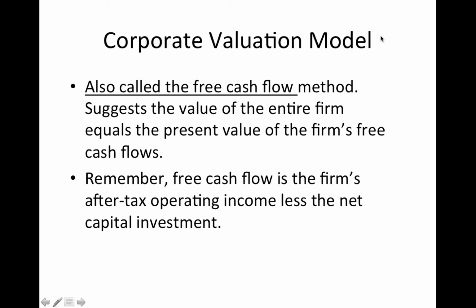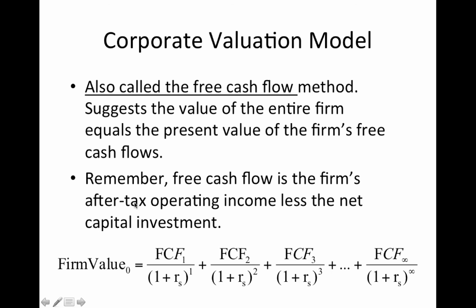What we're going to say here is that the value of the entire firm equals the present value of the firm's free cash flows. Remember that the free cash flows are the after-tax operating income minus the net capital investment. If this formula down here looks familiar, it's because it is exactly the same as the one we had for the dividend discounted model. Instead of dividends, we have free cash flows, and instead of the price per share at time zero, we have firm value, because these are the cash flows of the whole company. Other than that, the formula is the same.